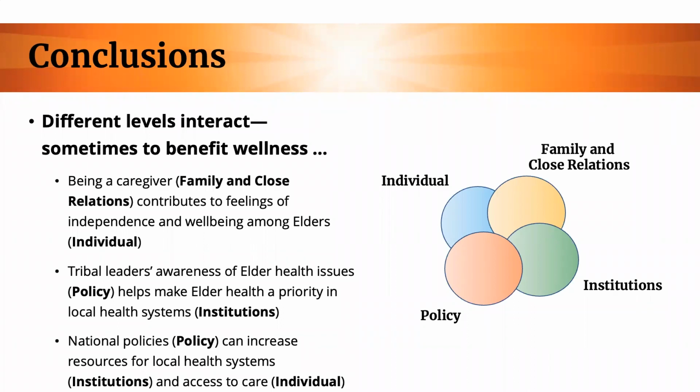These different levels interact. The interactions sometimes benefit their wellness. For example, being a caregiver to family and close relations contributes to feelings of independence and well-being among elders, the individual. Tribal leaders' awareness of elder health issues, the community, helps to make elder health a priority in their local health systems, the institutions. National policy can create resources for local health systems, institutions, and that improves elders' access to healthcare, the individual. So it all ties together.